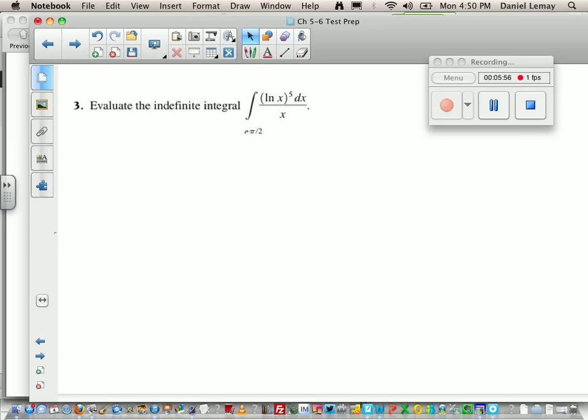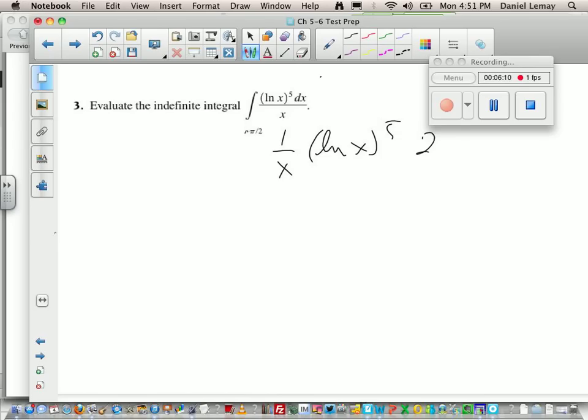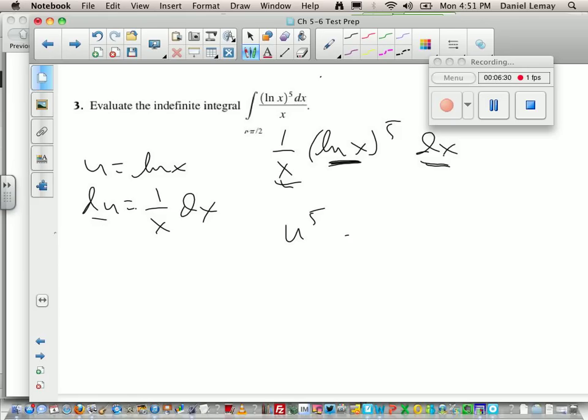Okay, so if you think about u substitutions, I see a 1 over x. I see an ln x raised to the 5th power, and I see a dx. Well, I know the derivative of ln x is 1 over x, so that might be a good way to go. Let's say u equals ln x, du equals 1 over x dx. So then I can replace, it'll be u to the 5th, and then the 1 over x dx gets replaced with du. And we're going to integrate that.